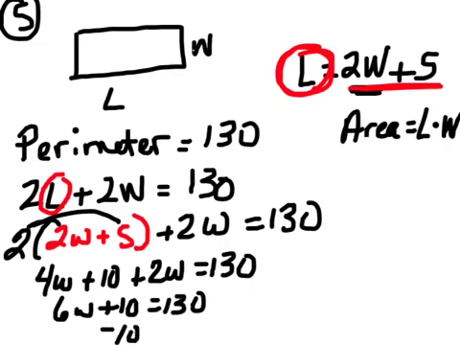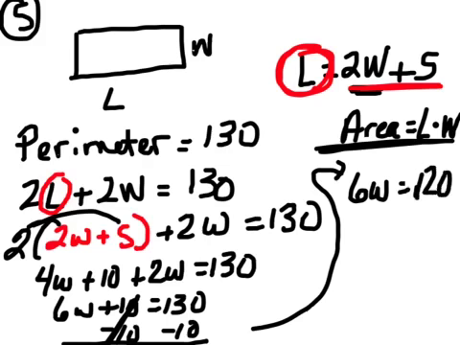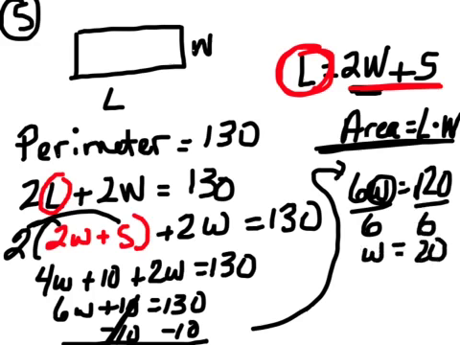Let's subtract 10 from each side. I'm out of room there, so I'm going to kind of come up here to work, okay? I'll draw a line here. So that would be 6W, because those 10s would cancel out down here, is equal to 120. And I can find the width by dividing both sides by 6. Oh, the width is 20. So now I know the width up here. I'll write it in a different color. It's 20. What's the length?